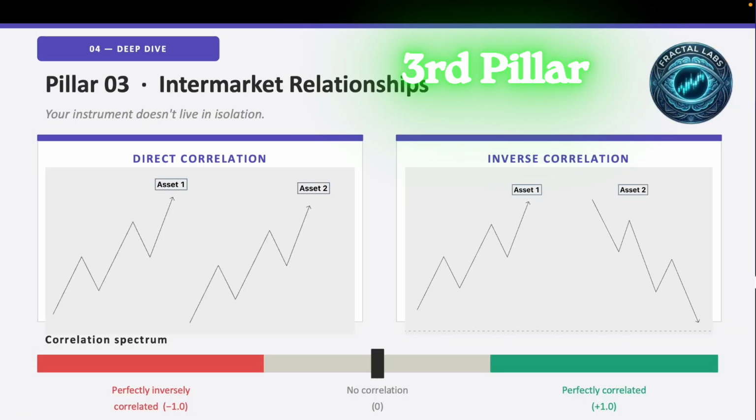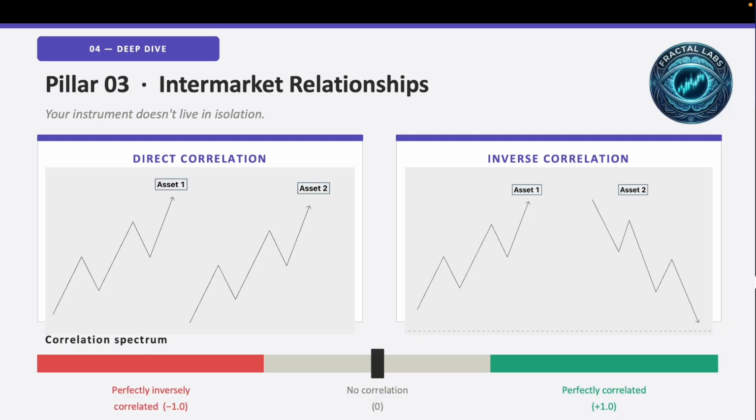The third pillar of our system initialization protocol is intermarket relationships. The concept here is any instrument you want to operate in and analyze and dissect, you need to have at least one other correlated asset, whether it is positively correlated or inversely correlated. The main concept is we can say that asset one is the Nasdaq futures in this example, so NQ, and asset two here is S&P 500 futures.